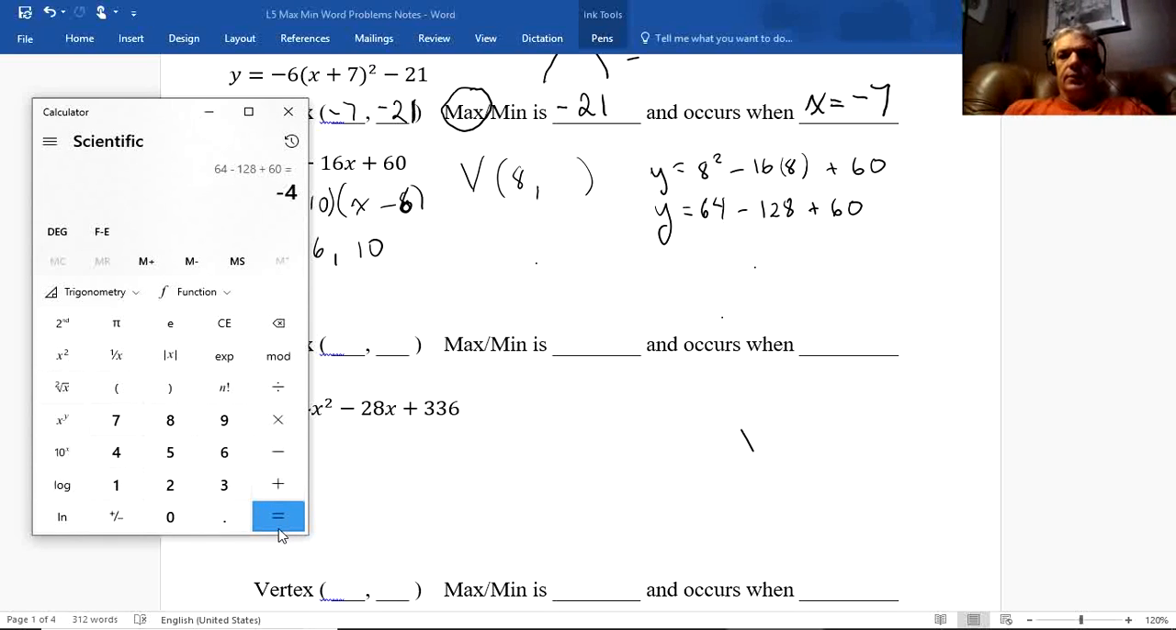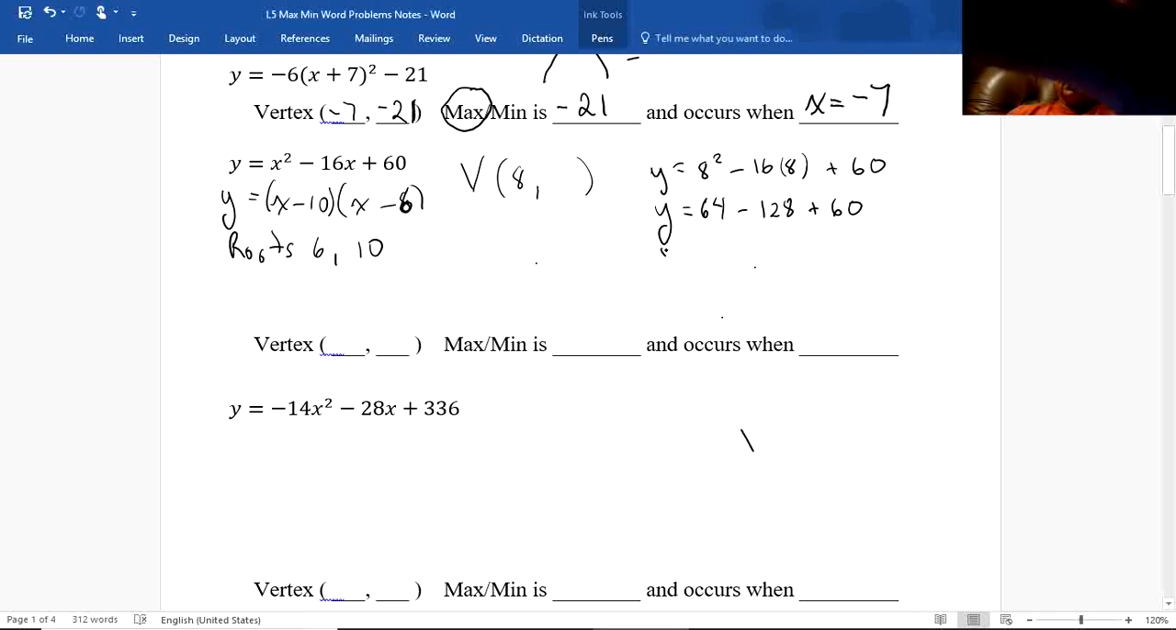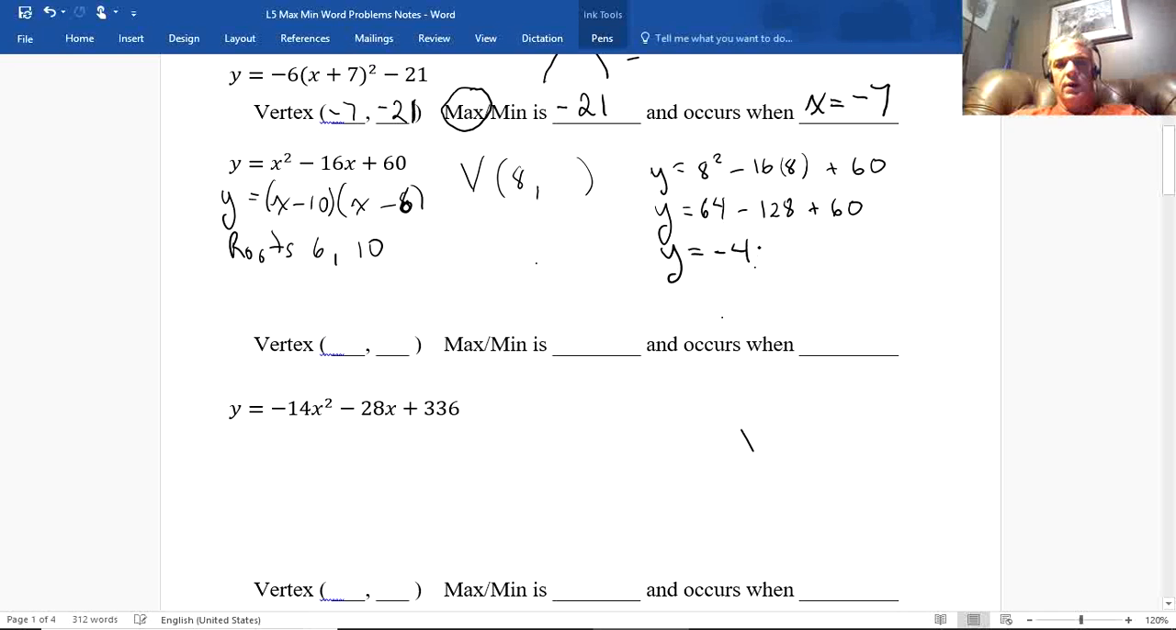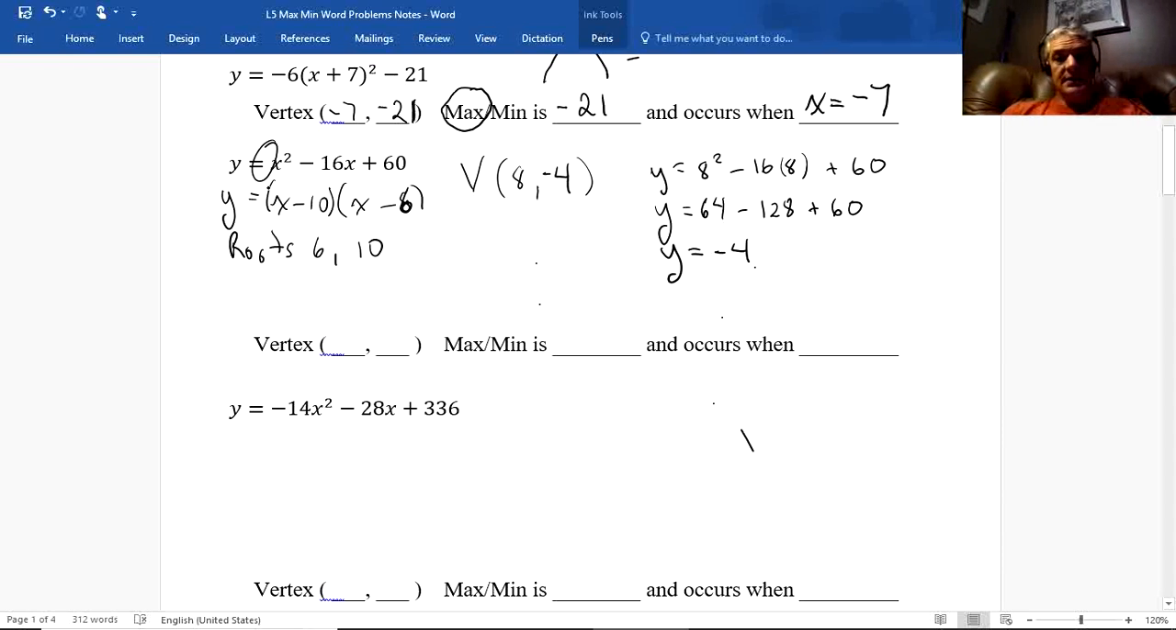Okay, so y equals minus 4. And I can then put in my vertex of minus 4. I see that the value in front of the x squared is positive, so that means it goes like this. So now I can answer all of my questions here. First of all, I can write in 8 and minus 4. And because it opens up, this is a low point, that's going to be a minimum of minus 4, and it occurs when x equals 8.